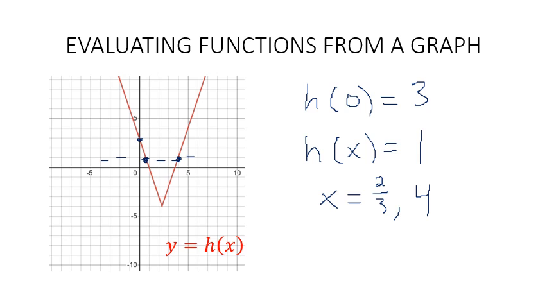So on this graph is the point 0, 3. That's this point here. 2/3, 1. That's this point here, and 4, 1. And in function notation, this says h of 0 is equal to 3. If h of x is equal to 1, then x is equal to 2 over 3 or 4. And that's how you work with a graph and function notation.